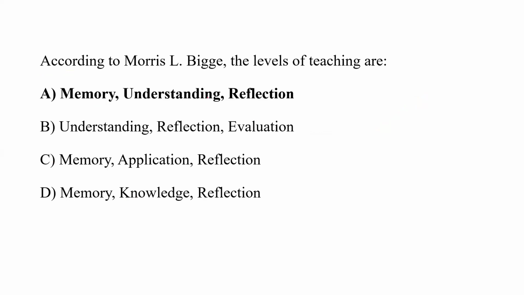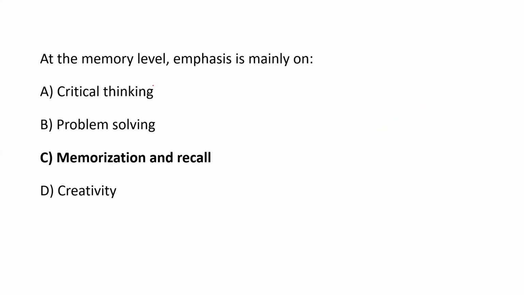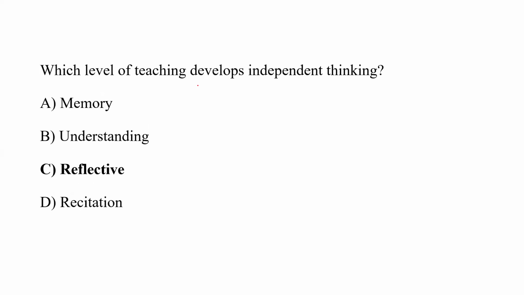Okay. According to Morrison, the levels of teaching are memory, understanding and reflective, 3 levels actually. The lowest level of teaching is always memory level, next understanding, next reflective. At memory level the emphasis is mainly on recalling. Recall is one of the main keywords: memorization, recall, retaining everything. The highest level of teaching is automatically the reflective level. Which level of teaching develops independent thinking? Automatically the reflective level. They will think critically, problem solving, everything is under reflective.